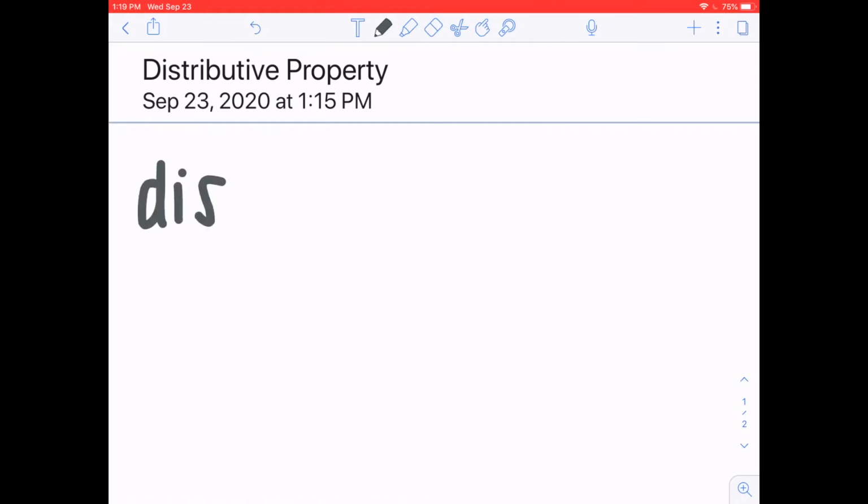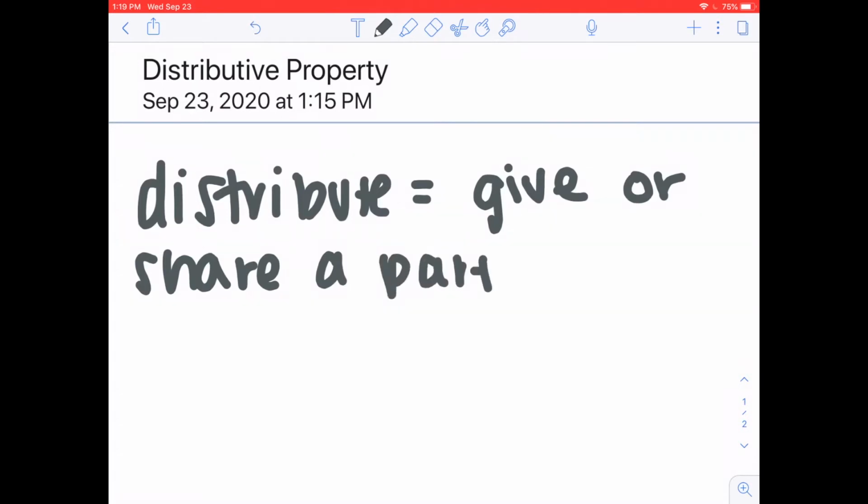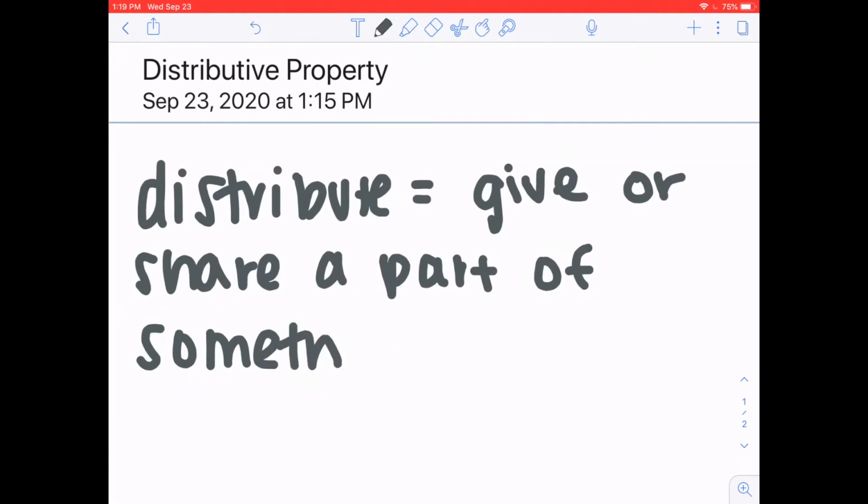In this video, you will learn the basic concepts of distributive property. Let's start with a definition of distribute. To distribute something means to give or share a part of it. This will become relevant when we start looking at examples of the distributive property.